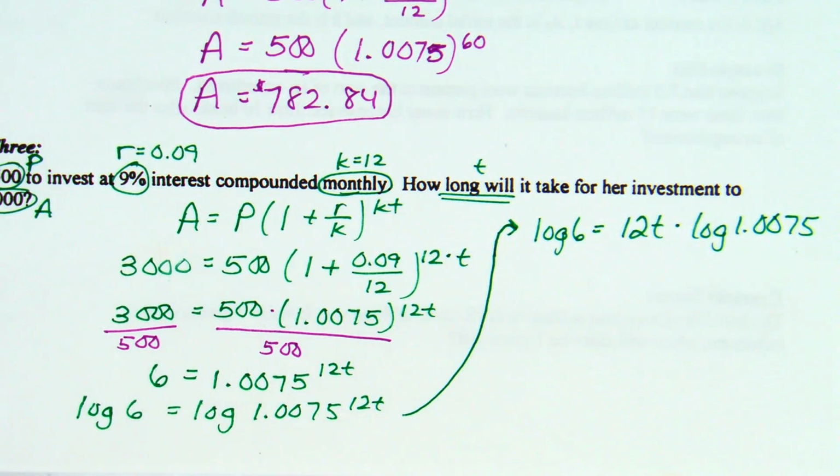Okay, divide by log of 1.0075. Now if we do that, that's leaving me with 12t. Which means to get t by itself, I'd have to take another step and divide by 12. Could I do them at once? Yeah, we have calculators that can do that. You know, you have these fancy calculators.